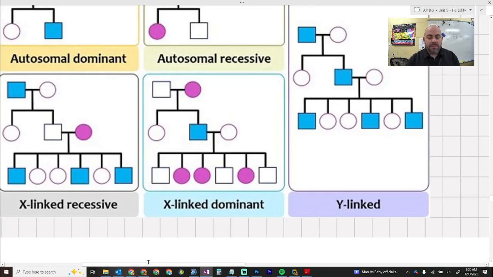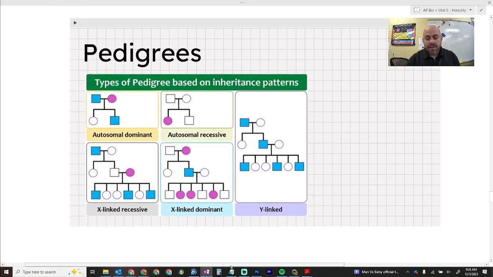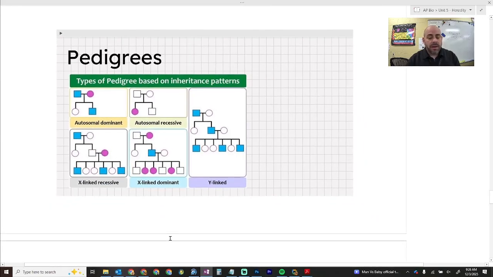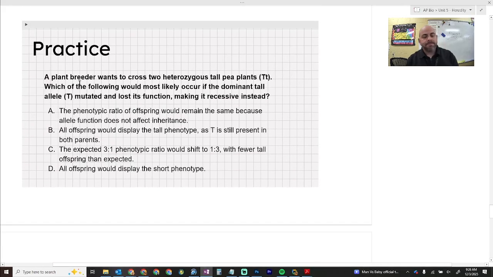X-linked dominant trait, if mom has the dominant trait, there's a chance that she'll give it to her sons. Dad doesn't have it in this case, so he can't give it to his daughters. You get the idea. Y-linked is only where you might see it in males. We're going to look at another one that you'll see, mitochondrial. I think we're going to look at that in 5.4. So let's look at a practice problem.